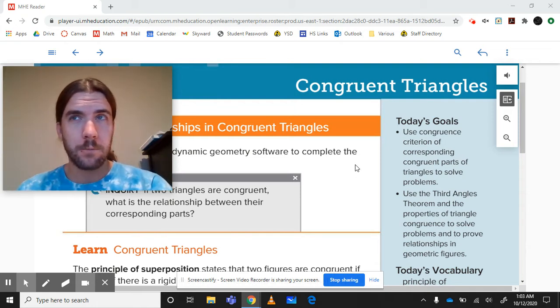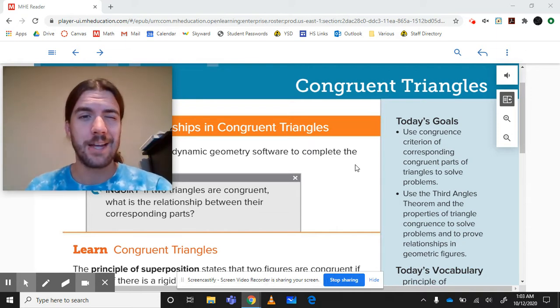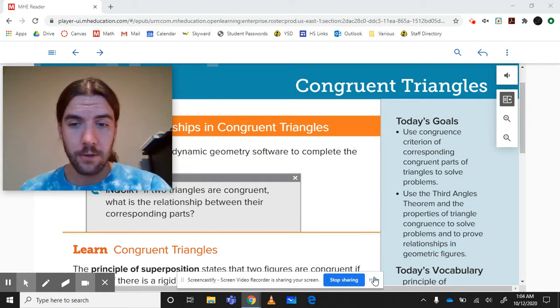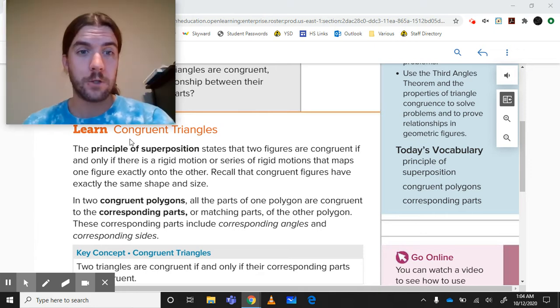Now, this is something that is very easy for us to do visually. Just to look at two things and say, is that the same shape or not, is not a very hard thing to do. But mathematically, to precisely say why they are the same or why they are not the same is kind of the skill that we're going to go over today. Okay, so let's read this learn section together.